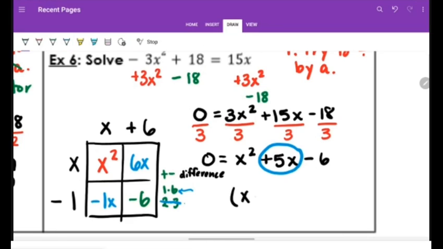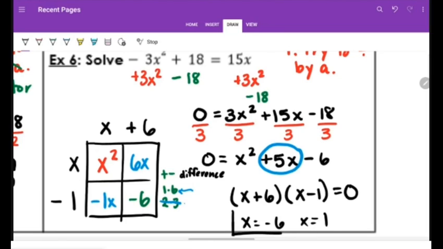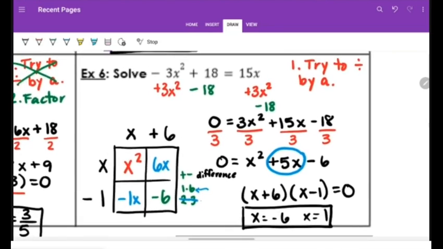When we turn this into factored form, we get x plus 6 times x minus 1 equals 0. And you can pretty quickly find your roots here, either by solving or using our pattern that we know, where we just have to change the sign in the factor.